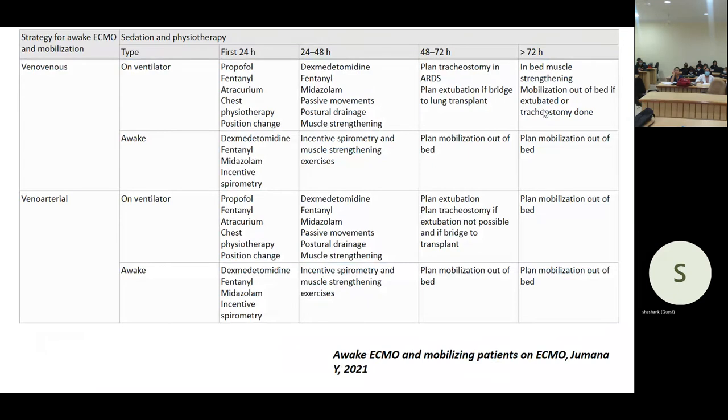So this awake ECMO concept came in 2021. As the patient is on venovenous, it is accordingly planned and the patient is treated.